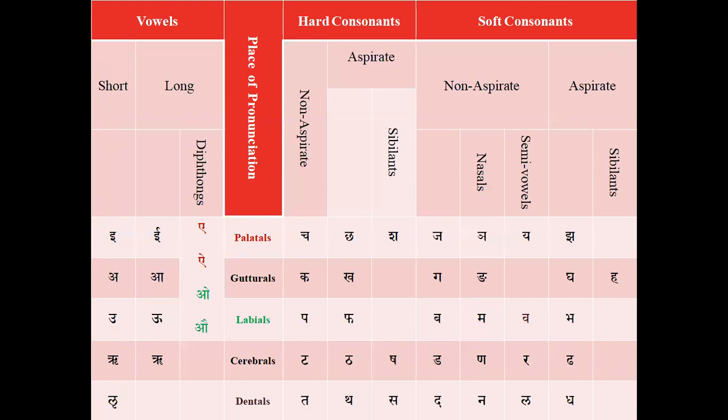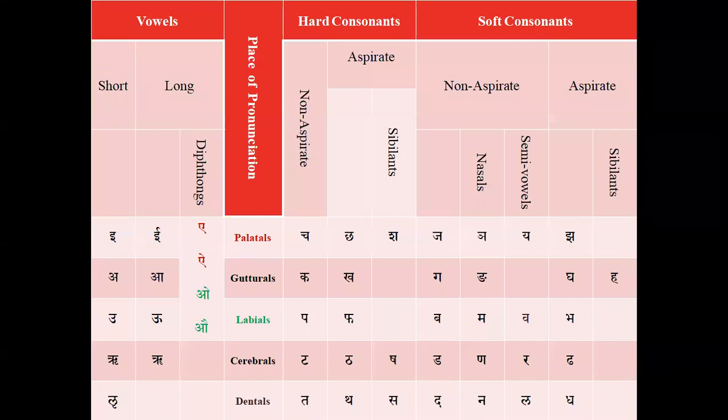And the soft consonants: the third letter of all the classes, the fourth letter of all the classes, and the fifth letter of all the classes. They are soft consonants. In addition to that, all the semi-vowels as well as the last sibilant, ha, are soft consonants. That is why, of the four sibilants, the first three are hard aspirate, and the last one is soft aspirate. Soft because it is a soft consonant, and aspirate is mahaprana.